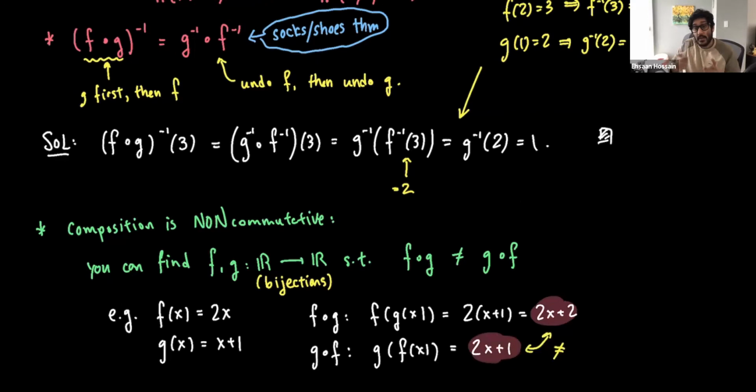See? So even if I have bijections, composition doesn't necessarily commute. This is very different from fields. Just as a fun fact, bijections form something called a group, which is a different structure from a field. It's a little bit more general, and it allows non-commutative operations like this.